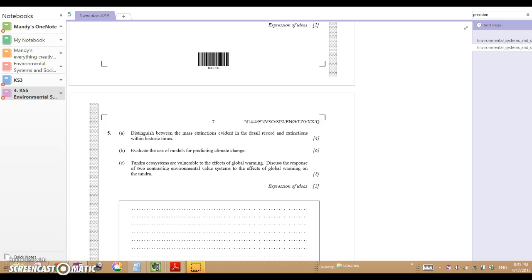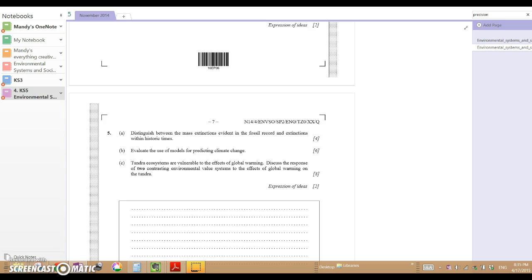We have to remember it's very specific information. Okay, but they're not asking me for specific information. They're asking me to compare extinctions within historic times, like the dodo, and the mass extinctions in the fossil record. The models, evaluate the use of models for predicting climate change, okay. Tundra ecosystems, the response of 2 contrasting environmental value systems.